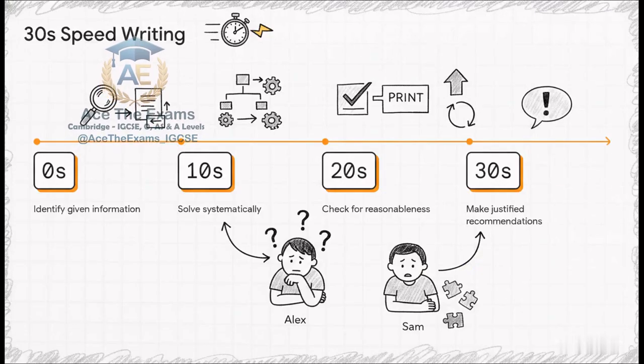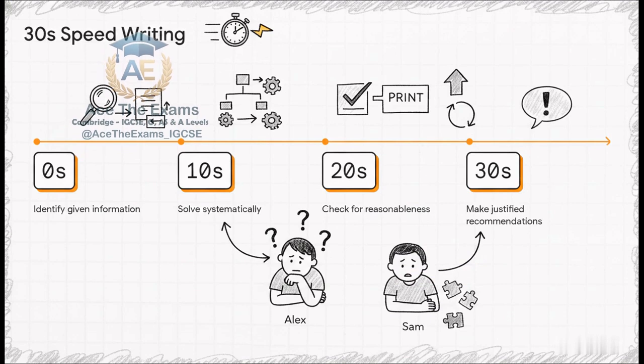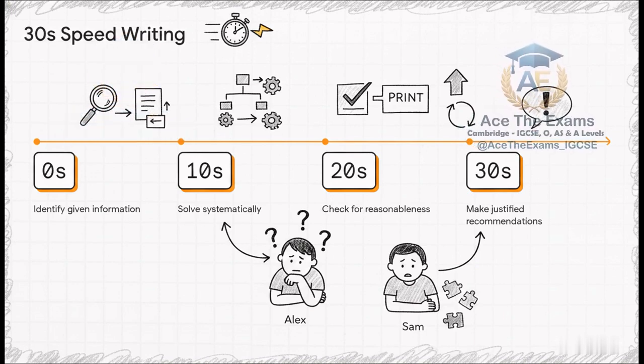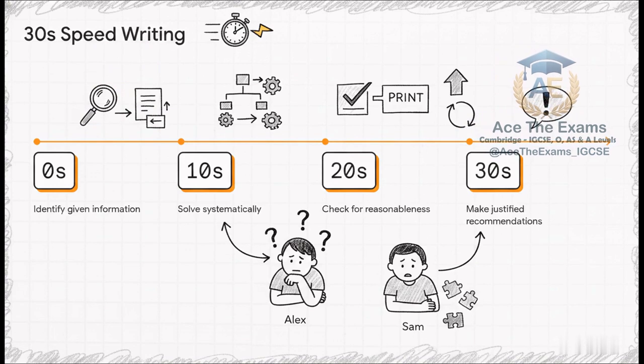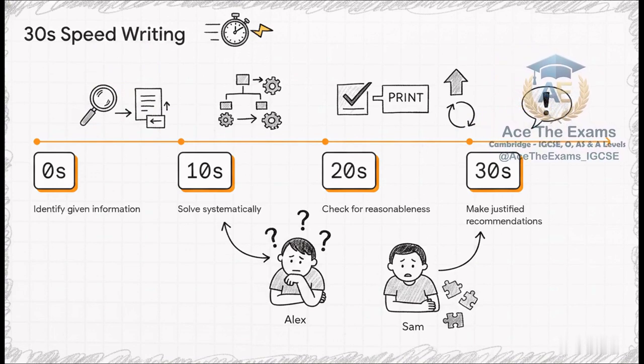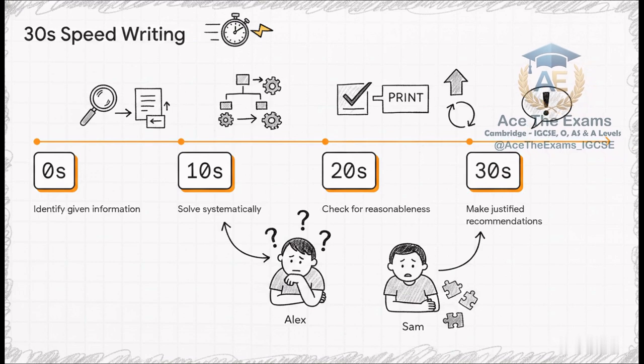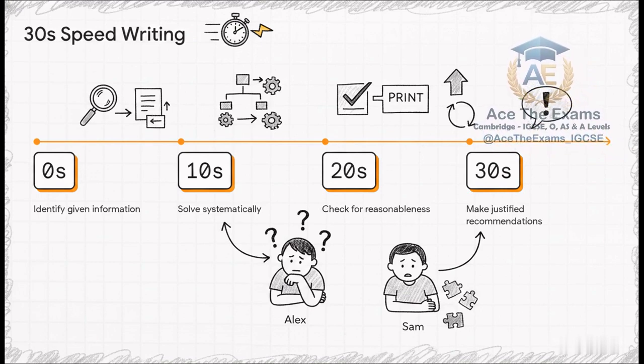Let's move to our final workshop drill, speed writing. Here is a timeline for crafting a perfect, highly scored response in just 30 seconds flat using the deconstruct, solve, evaluate method. Imagine this. At 0 seconds, your pen hits the paper and you instantly identify the given information. What are the specific inputs? At 10 seconds, you solve systematically, breaking the logic down into discrete, manageable steps.